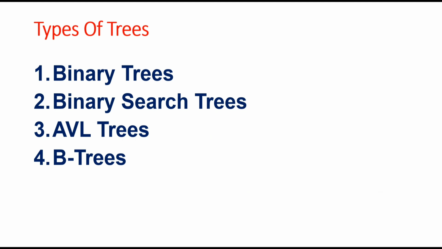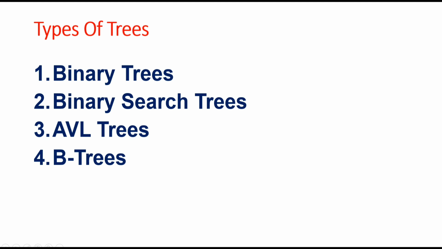Next is AVL trees, a self-balancing binary search tree where the difference in heights between the left and right subtree is at most one. This is all about AVL tree. And next is B trees, a self-balancing tree data structure that maintains sorted data and allows for efficient insertion, deletion, and search operations. This is all about B trees. That covers the types of trees. Next, we are going to see examples of types of trees.